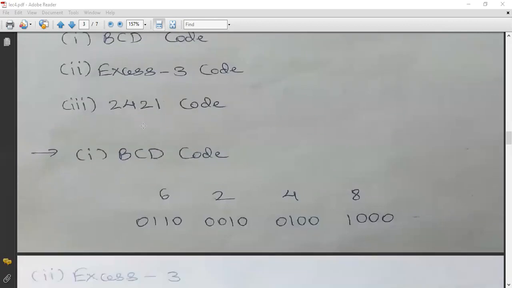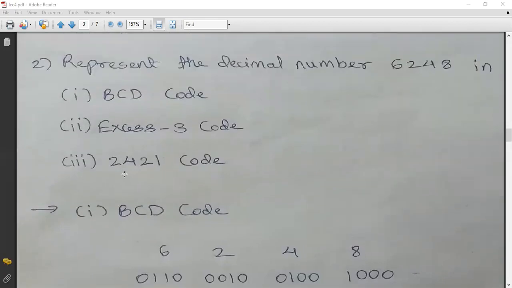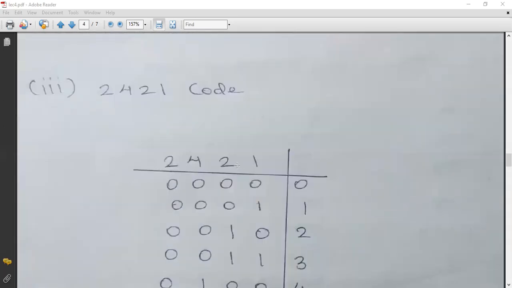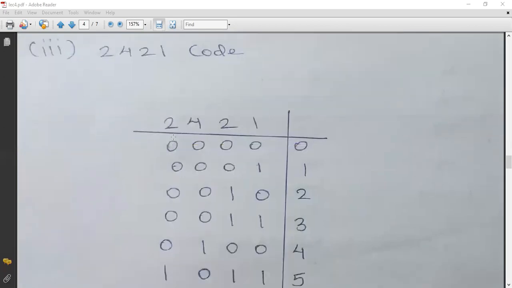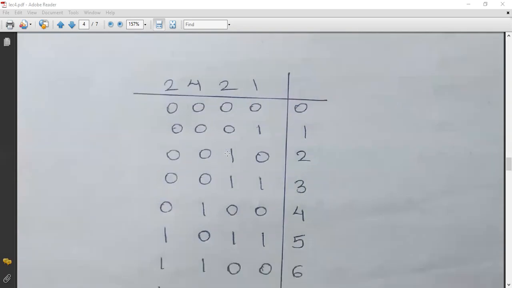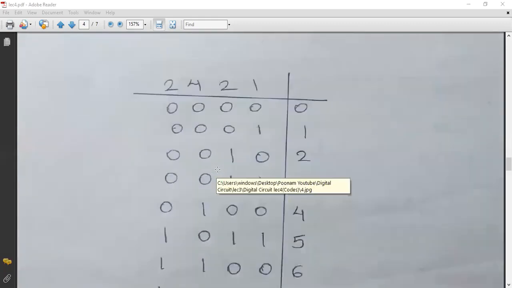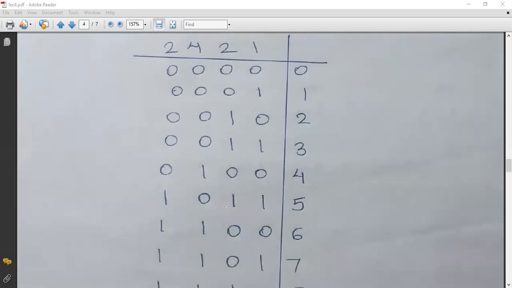Now the last one: we need to represent this decimal number in its 2421 code form. So how are we going to do it? We are going to simply write this table. See what I have done. I have written here 2421, and we need to write its code. Now in the 2421 table, 0 is represented as this, 1 is represented as this, 2 as this, 3 as this, 4 as this, and 5 as this. Let us observe this and conclude how these numbers are formed.